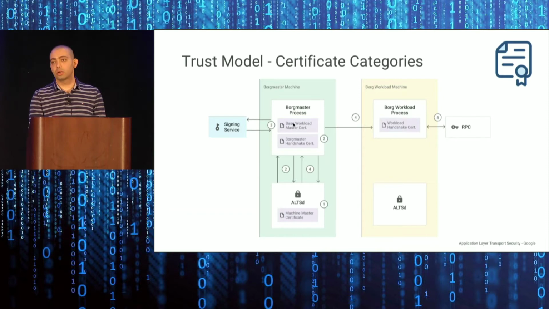Whenever a new workload needs to be scheduled, the Borg master would create a new handshaker certificate, sign it using the Borg workload master private key, and push that down to the Borg workload, and that handshake certificate can be used by the application of that workload to do the ALTS handshake.